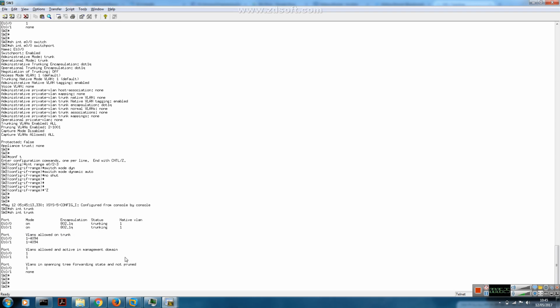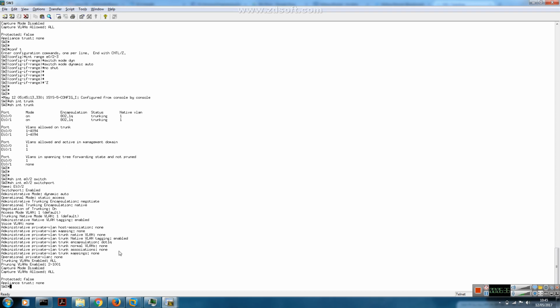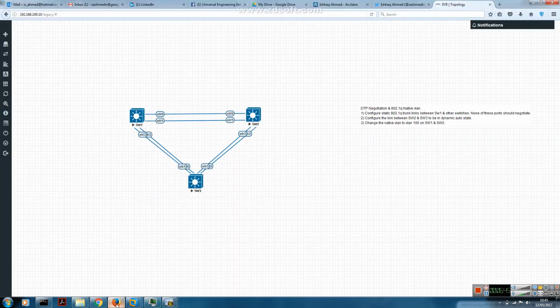So we can also check this command. In this one, we can see that the negotiation of trunking is on. Looking at the topology, the dynamic trunking protocol is being configured between switch 2 and 3, so the negotiation is on. Here we configured the negotiation to be off, so no negotiation is happening between switch 1 and switch 2 and switch 1 and switch 3, whereas between 2 and 3, negotiation is happening.